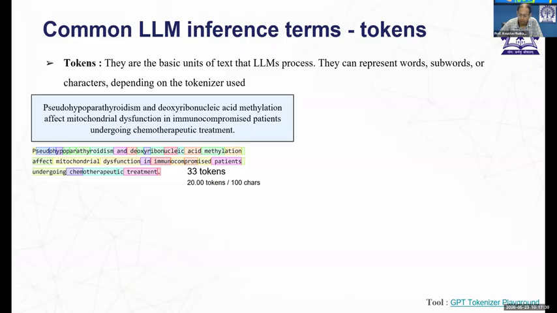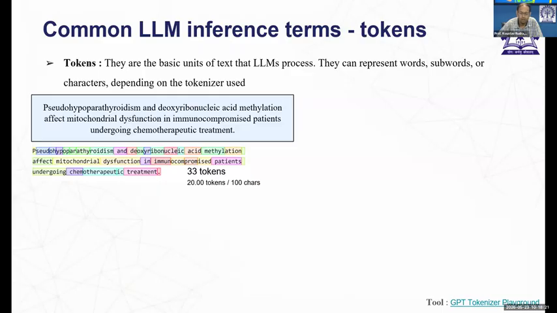So for example, this is a particular text from the GPT tool. "Pseudohypoparathyroidism and deoxyribonucleic acid methylation affect mitochondrial dysfunction in immunocompromised patients undergoing chemotherapy treatment." So this is a medical document. If you ask the GPT tool to tokenize it, you can see the kind of tokenization you are getting out of it. Altogether, you are getting 33 tokens. And this is just a number, the number of tokens per 100 characters.